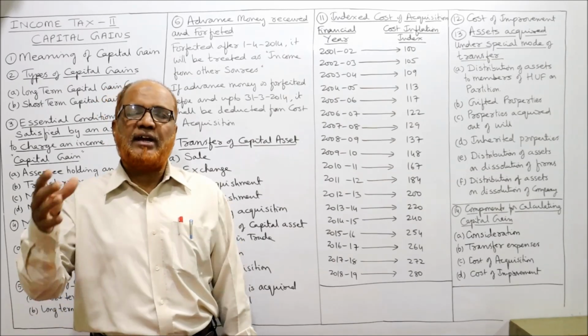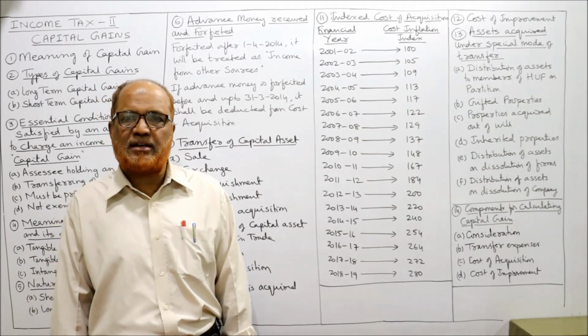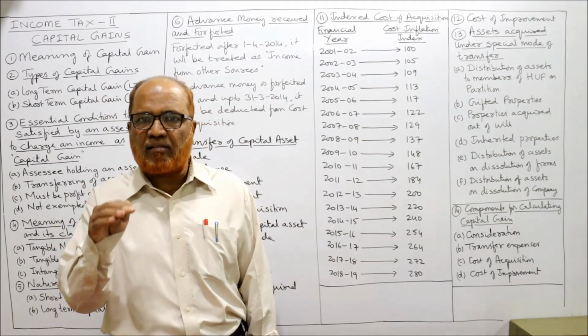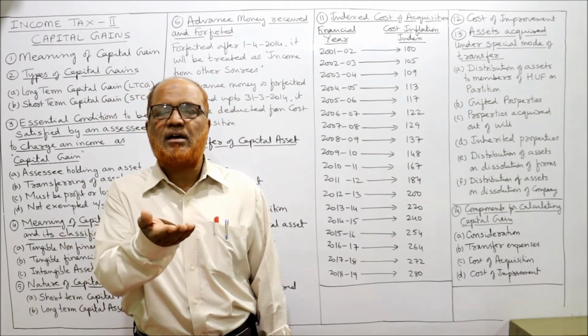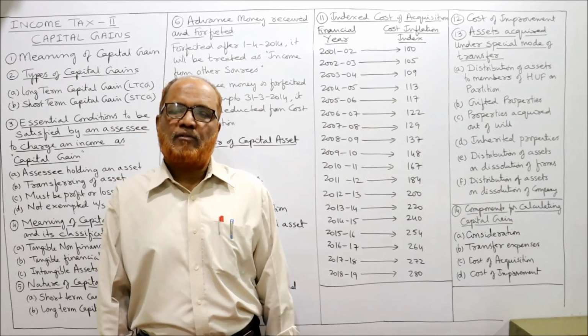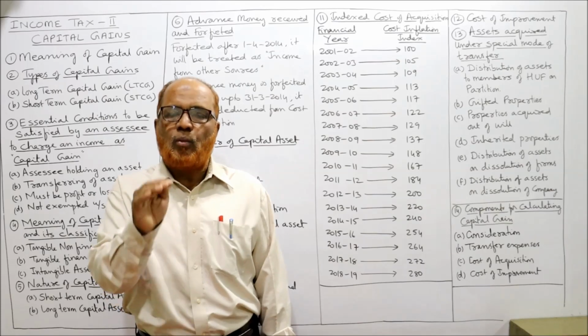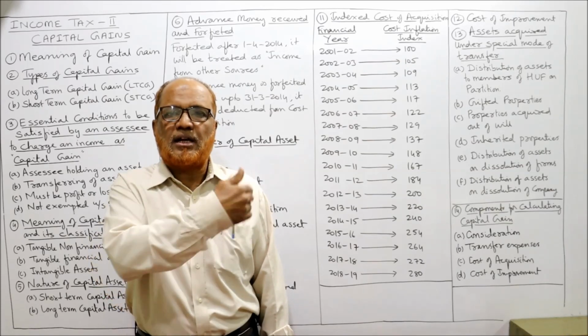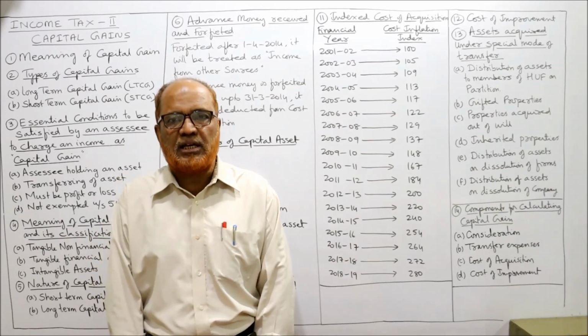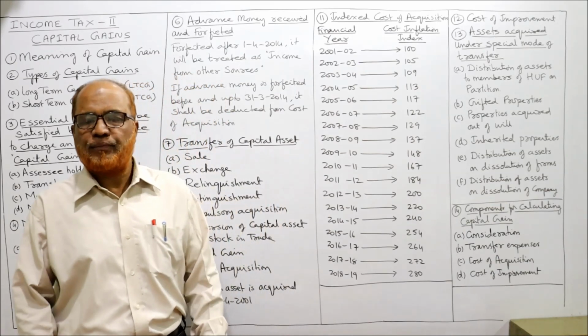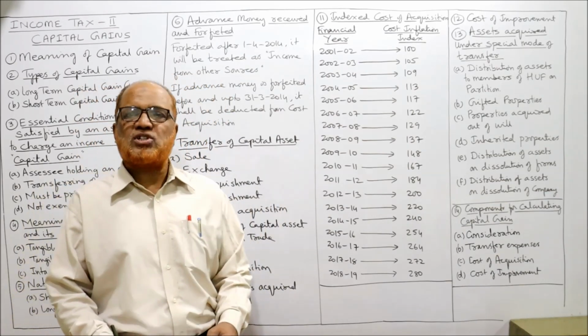What will happen if indexing is done? The tax liability will get reduced because we are increasing the cost of acquisition. When cost of acquisition is increased, the capital gain will decrease. When capital gain decreases, the tax liability will also decrease. That is the benefit of indexed cost of acquisition. So specific provisions are given.